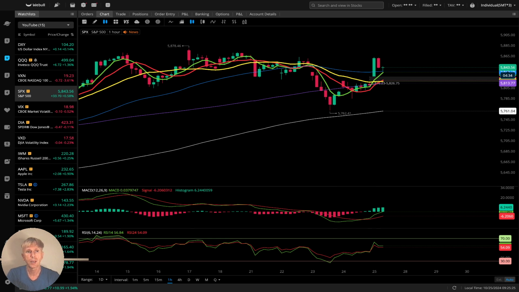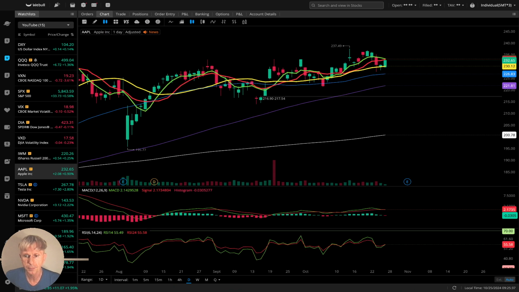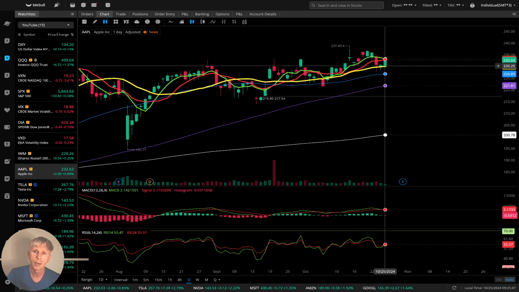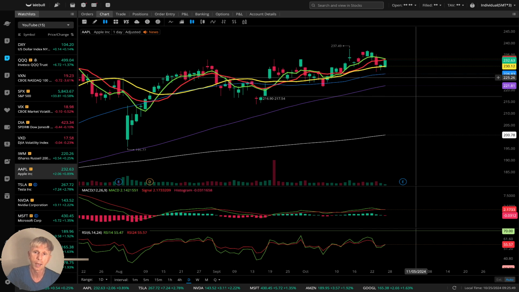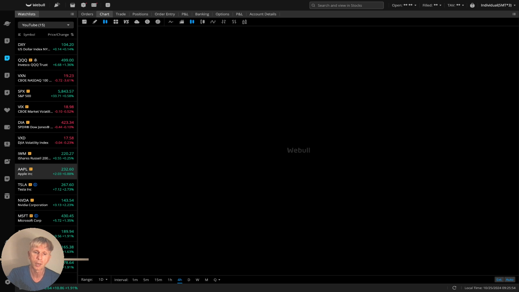Okay, S&P 500 and Qs are positive. Dow Jones and IWM kind of bearish. Apple, let's start with Apple daily. After the reversal yesterday, it touched the MA20 blue line, yellow line, and today it bounced from that line. Still in positive territory, but already set up for a bearish reversal.